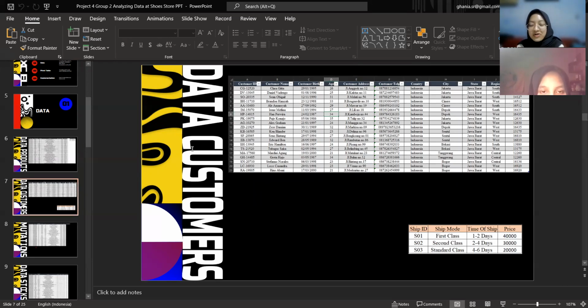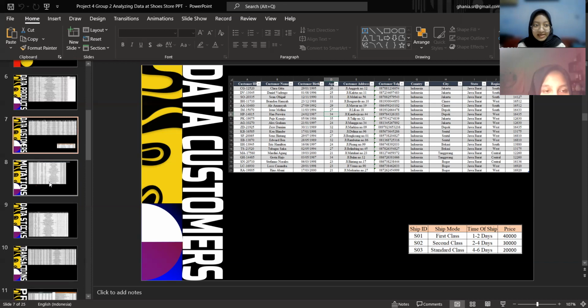Next, we have data customer. Data customer shows you the data of the customers in the store. The columns include customer ID, customer name, customer birth, age, customer address, customer telephone, country, city, state, region, and postal code. We just use the function DATEDIF in each column. DATEDIF is for calculating the number of days, months, or years between two dates.